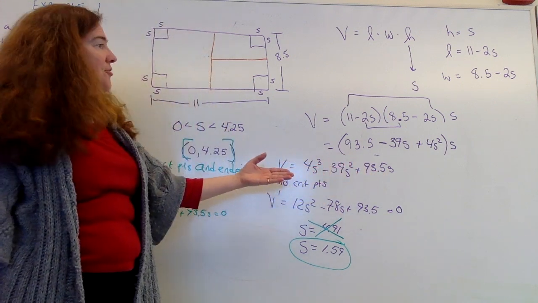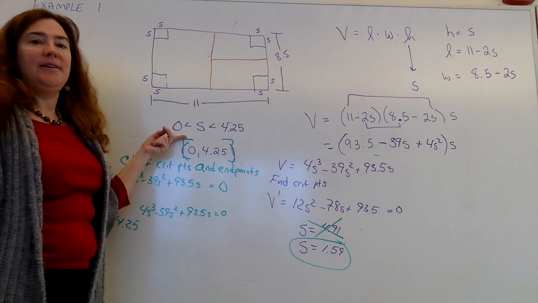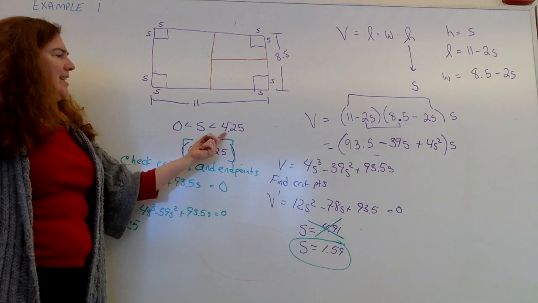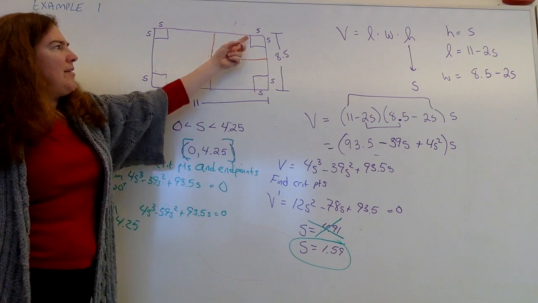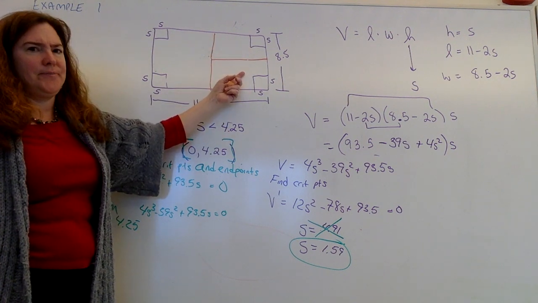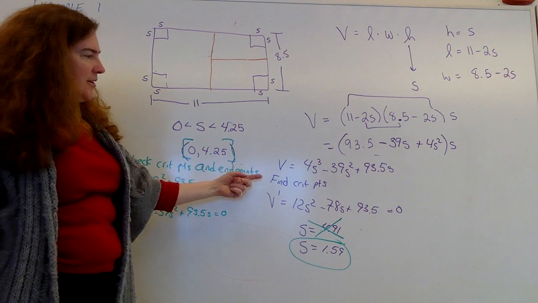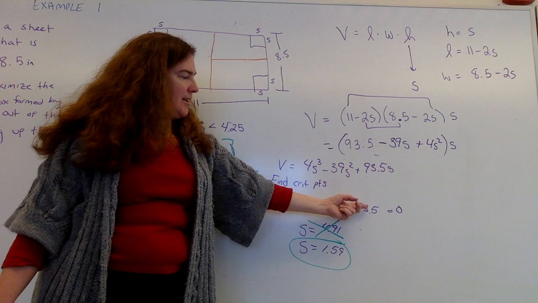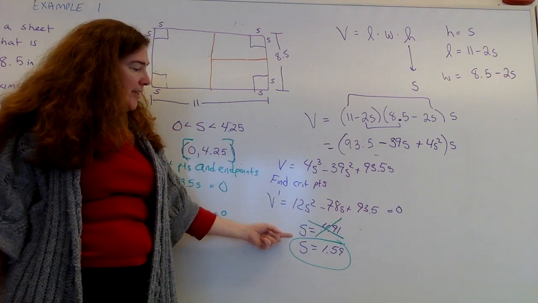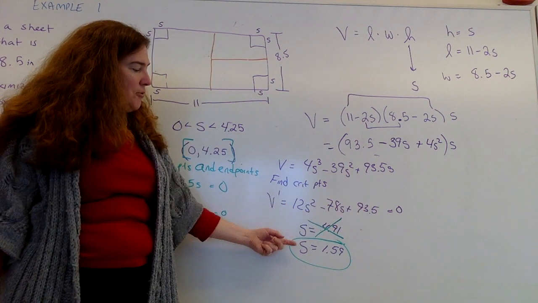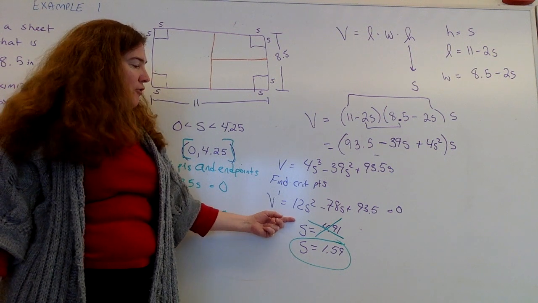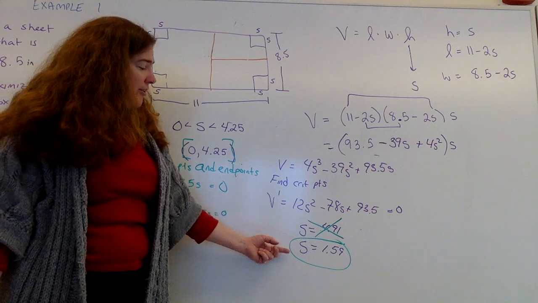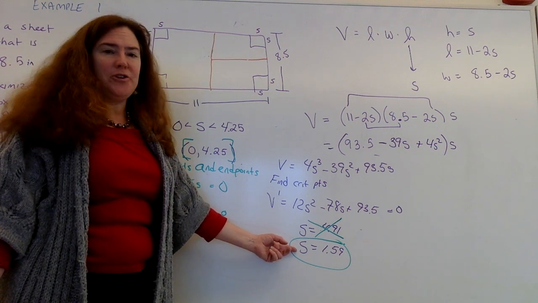So what are my constraints? Well, I have to cut out more than 0 or I'll have no volume. And I can't cut out any more than 4.25 because this length is only 8.5. So, take the derivative, 12S squared minus 78S plus 93.5. Use the quadratic formula. I get two values, 4.9 and 1.59. 4.9 is too big. I'm only allowed to have a square maximum of 4.25. So I'm going to check the volume at 1.59.